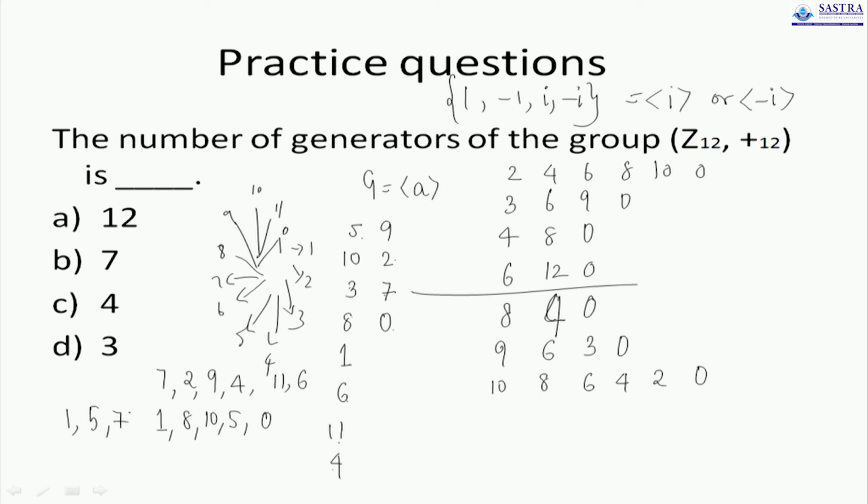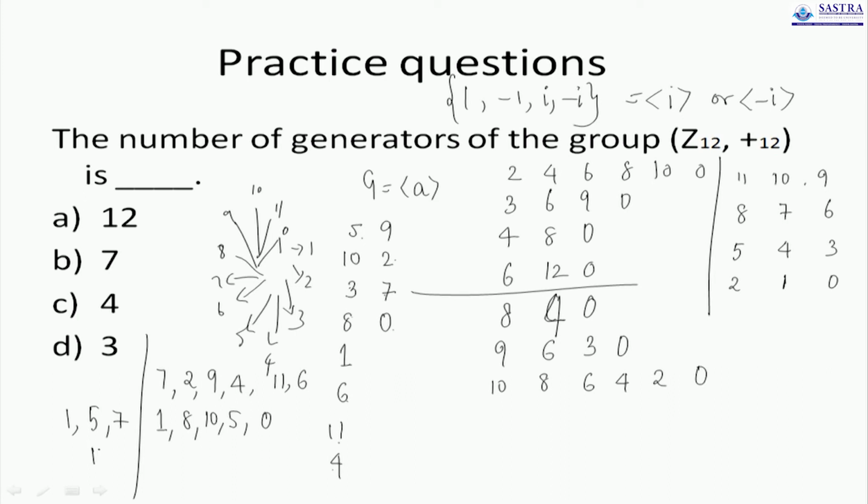So 7 also generates, and you can also see that 11 generates because 11 power 1 is 11, 11 power 2 is 22 which is 10, 11 power 3 is 33 which is 9, 11 power 4 is 44 which is 8, 11 power 5 is 55 which is 7, 66 is 6, 77 is 5, 88 is 4, 99 is 3, 11 power 10 is 110, 110 is 2, 11 power 11 is 121 which is 1, 11 power 12 is 0.